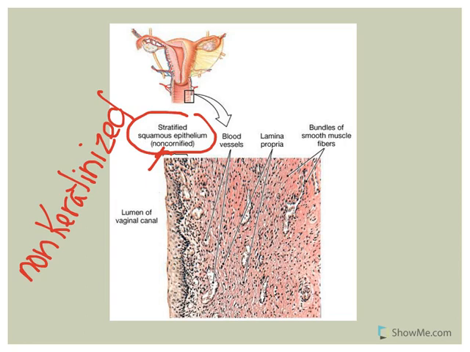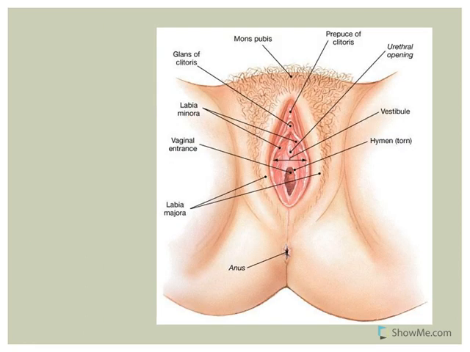Now, if we also go through to the external genitalia of the female, the term for the external genitalia in the female is the vulva. So we're going to look at some of the structures. First one, you have the labia majora.